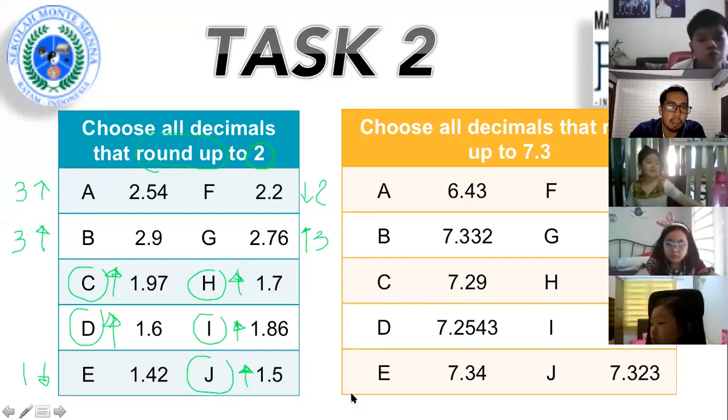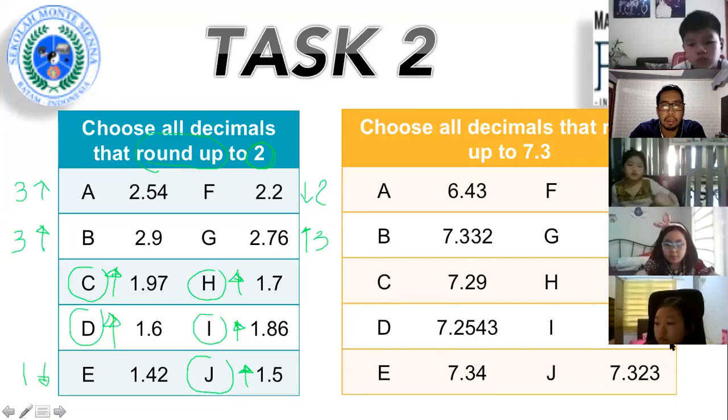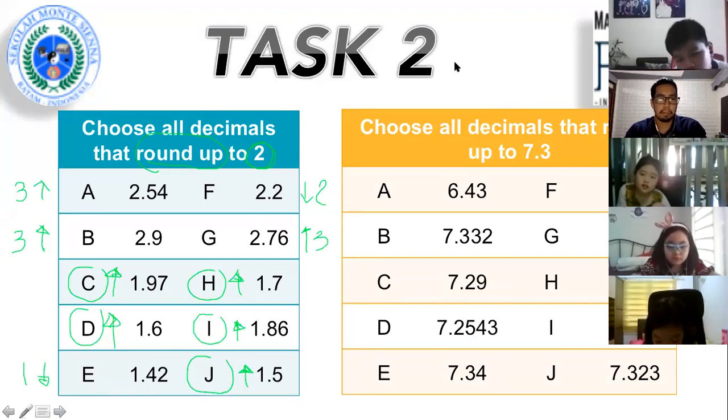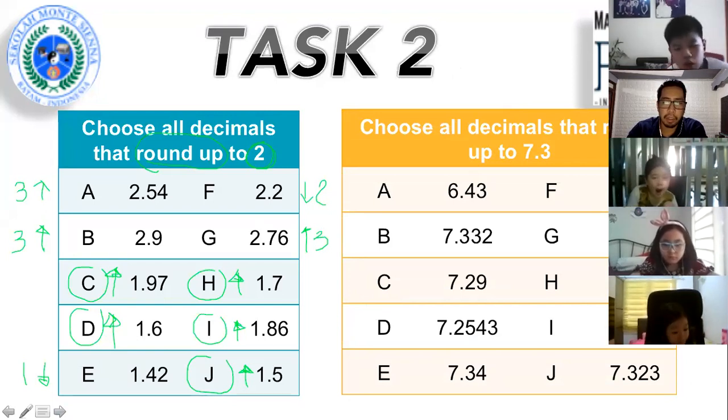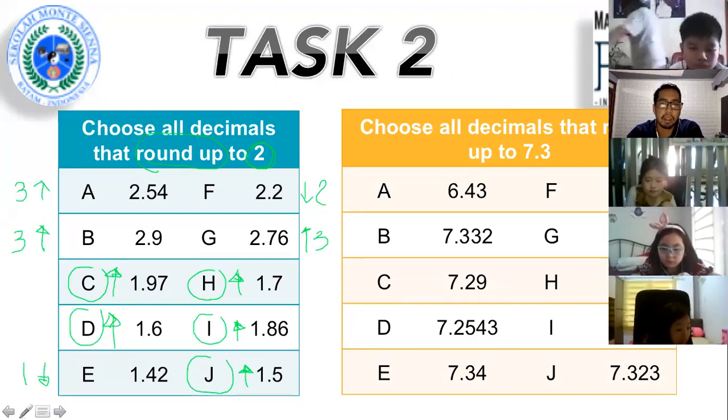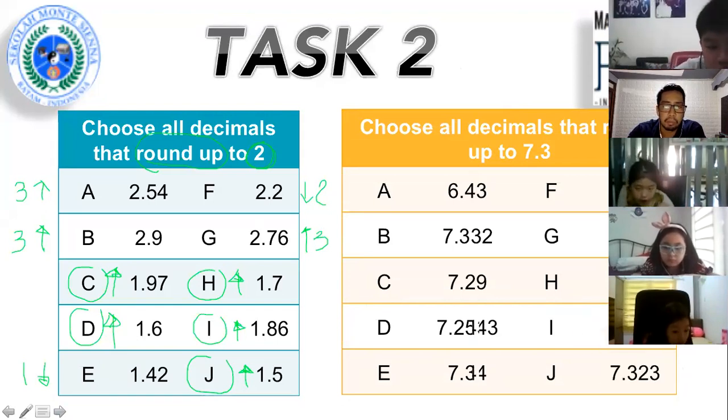This time I want you to choose all the letters. When you round up, the answer is 7.3. When you round up, the answer is 7.3. Go. Choose all the letters.